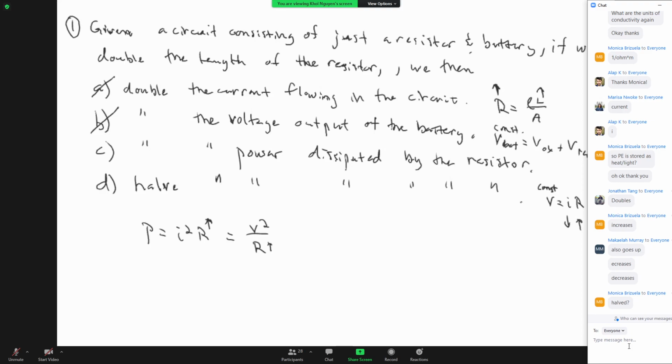So which out of these three terms, voltage, current, and resistance, is constant? The voltage, right? Good. So if voltage is constant, then this relationship is the most accurate in how it changes. The other one, you have to realize that current decreases, and since current is squared, it's going to decrease the overall power. So the best answer is it halves the power dissipated by the resistor.